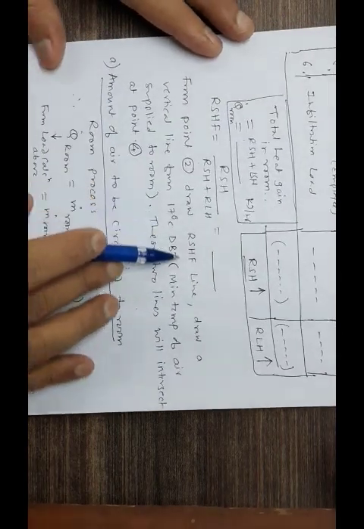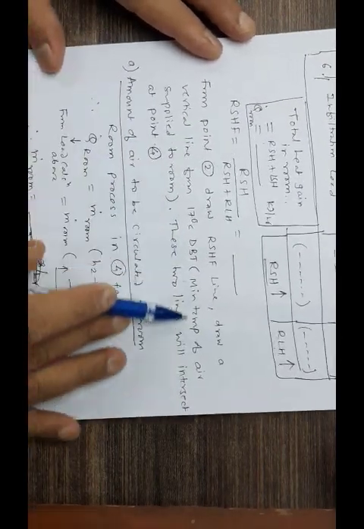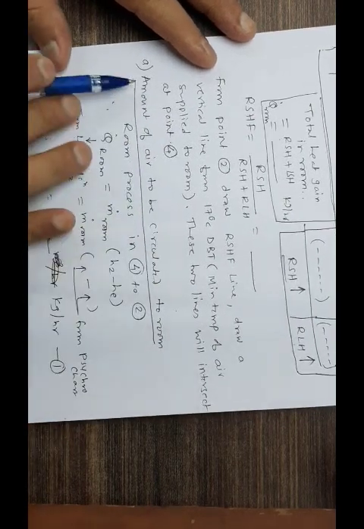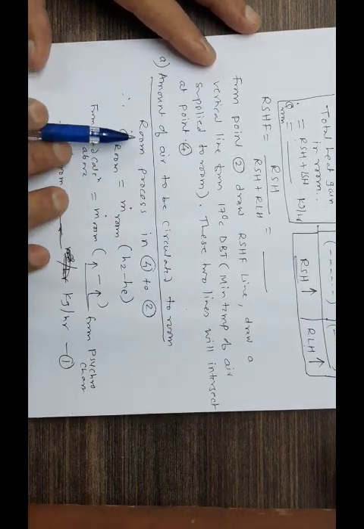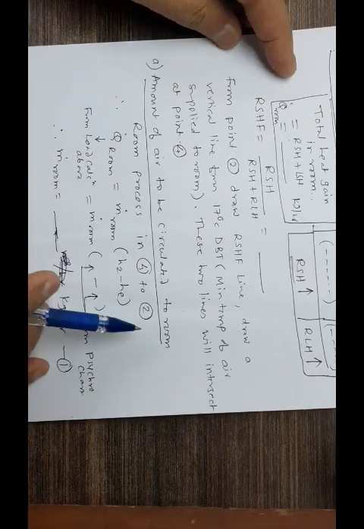From 0.2, draw the RSHF line, and draw a vertical line from 70. This is what has been explained. These two lines will intersect at 0.4. Now what I am trying to do is find the amount of air to be circulated to the room.